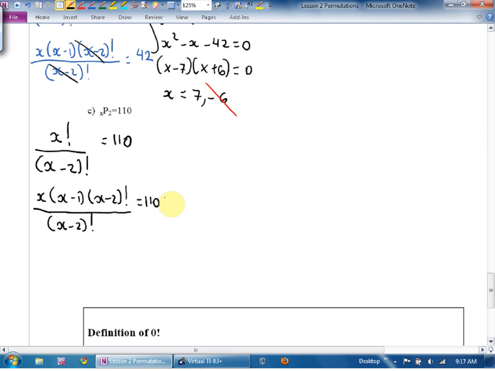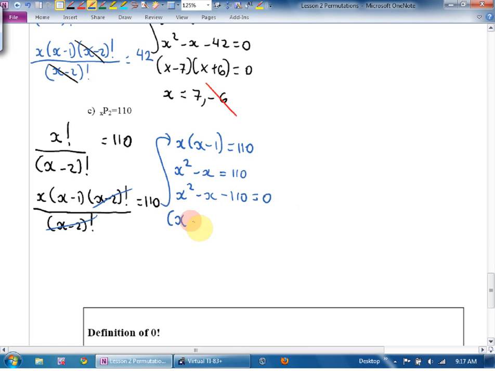Can I cancel? It is factored. You'll get x times x minus 1 equals 110. You'll get x squared minus x equals 110. You'll get x squared minus x minus 110 equals 0. Numbers that multiply to negative 110 and add to negative 1: 10 and 11, right? x minus 11, x plus 10 equals 0. x equals 11, negative 10. Sorry, Matt. So you can't do a negative permutation, which makes sense, because what the heck is negative 6 objects?